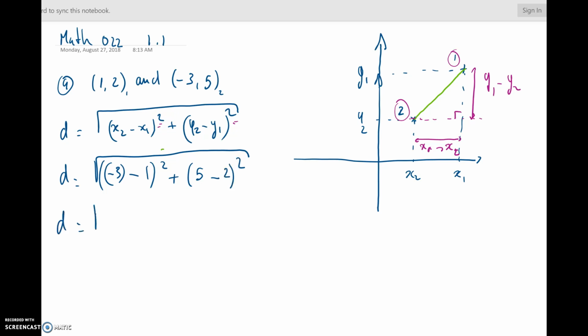So the distance is going to be the square root of (-3 minus 1), which is -4, squared is 16, plus (5 minus 2), which is 3, squared is going to be 9. You end up with d equal to the square root of 25, which is 5.